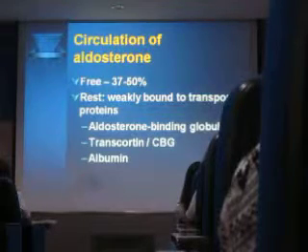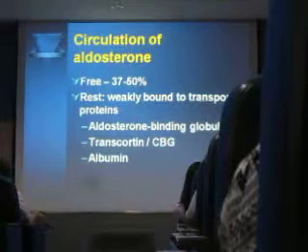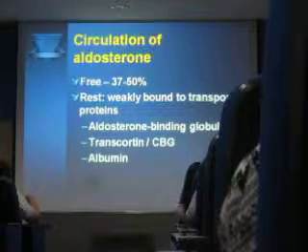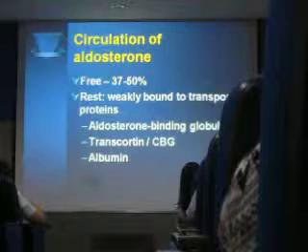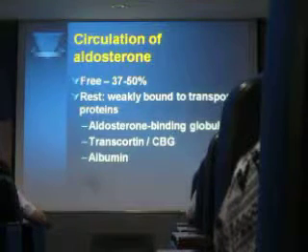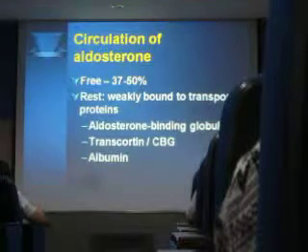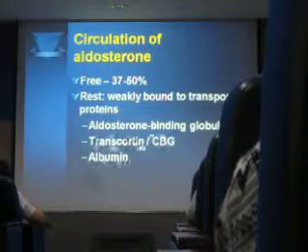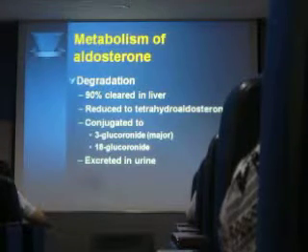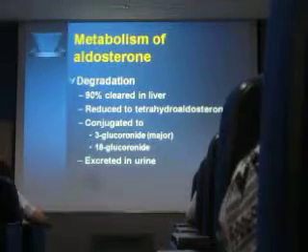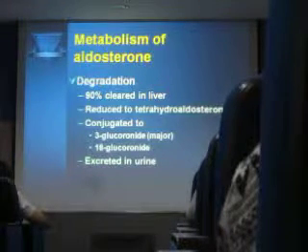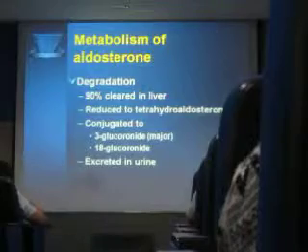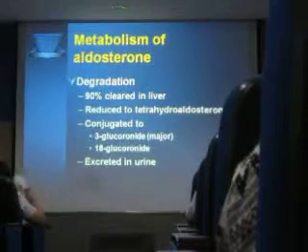Secreted aldosterone, 37 to 50% of it remains free in the plasma. The rest are weakly bound to transport proteins, which are listed on the board. Your cortisol binding globulin, your aldosterone binding globulin, and your albumin. Aldosterone is degraded, 90% cleared in the liver, reduced to tetrahydroaldosterone, which is then conjugated to become glucuronides, which are then excreted into the urine.